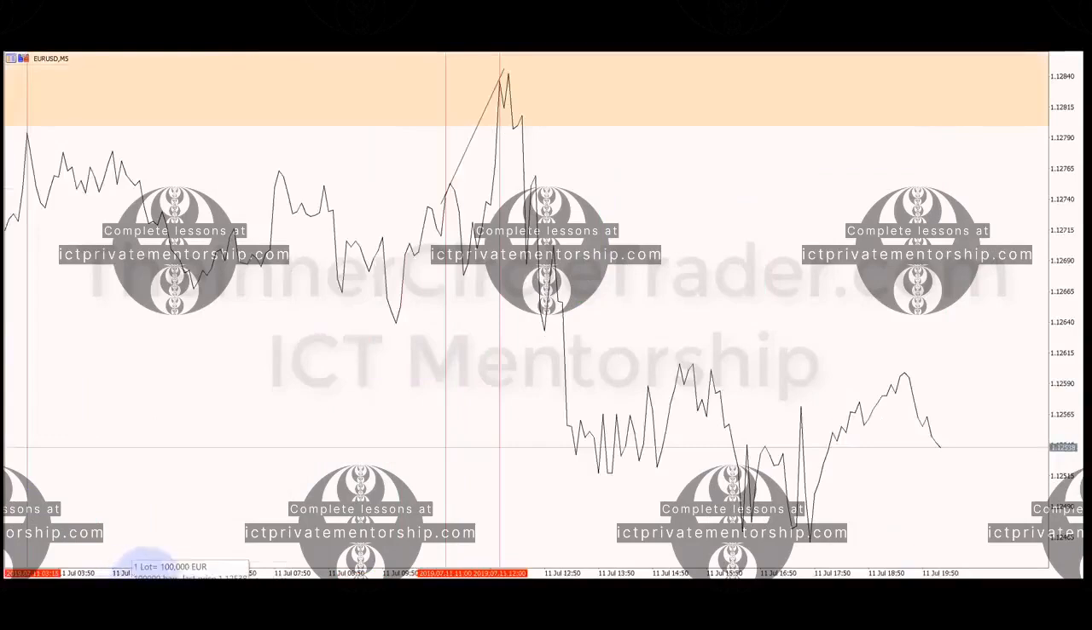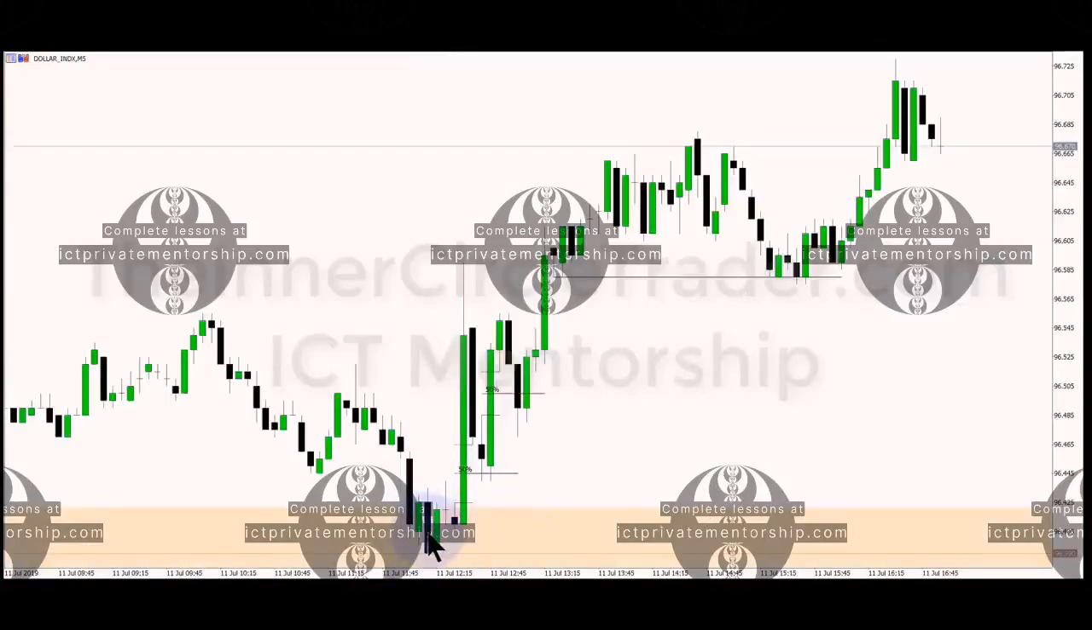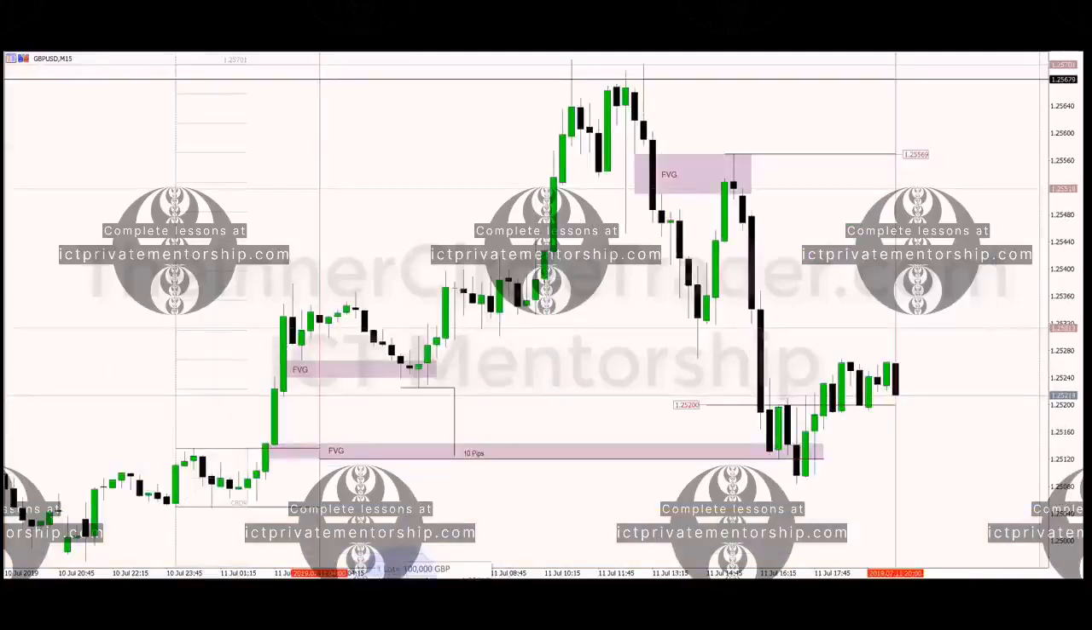Higher high in euro, lower high in cable. At the same time, the dollar index was slamming into its bullish order block relative to its daily chart. Going back to our example here, we have a fair value gap in here, trading in London.